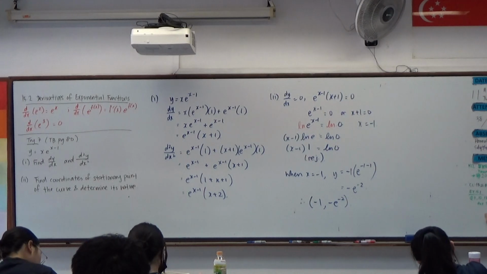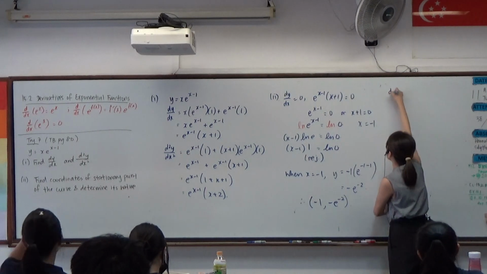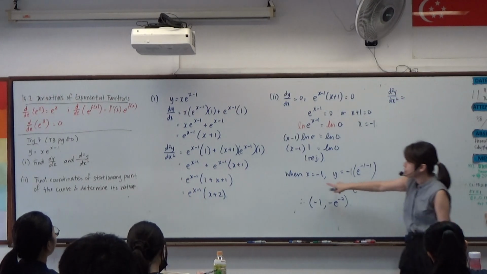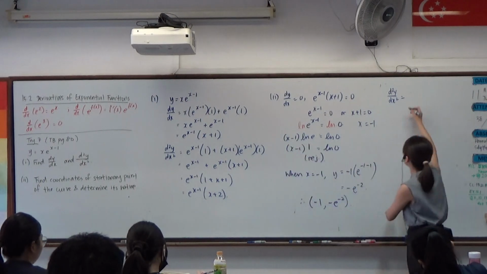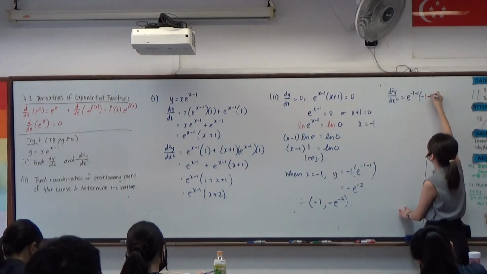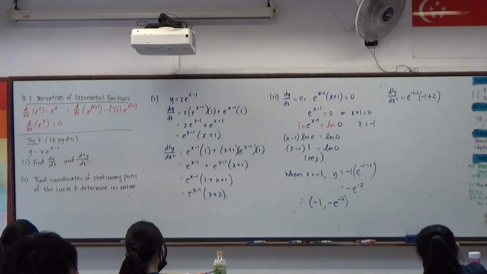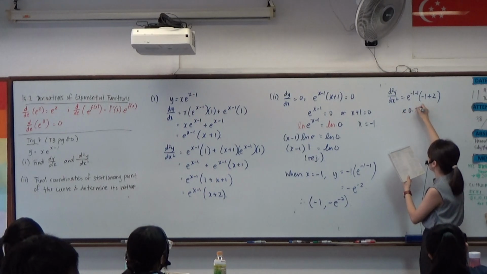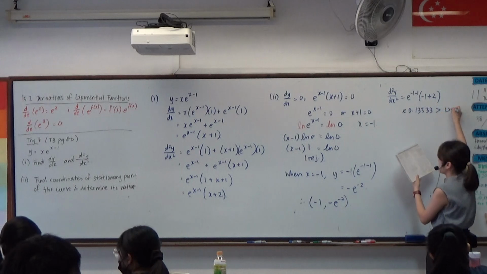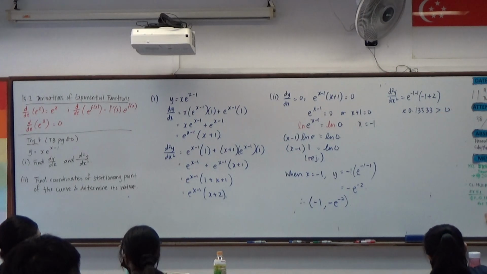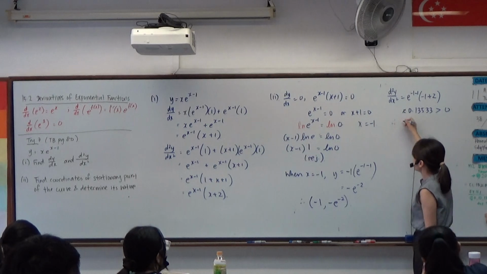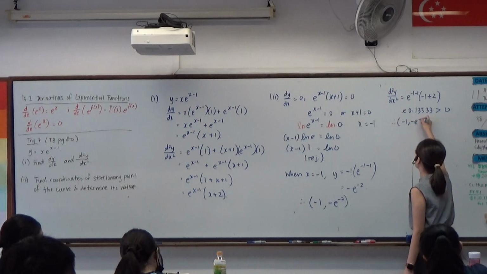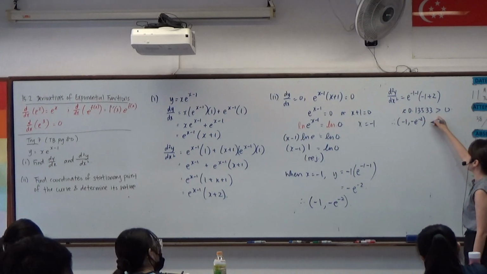Then the question asks to determine its nature. So we will need the second derivative in order to do the second derivative test. So x is -1, substitute inside here. You could just use your calculator to determine the value. You would get about 0.13533, and that is positive. Therefore, your stationary point is actually a minimum point.